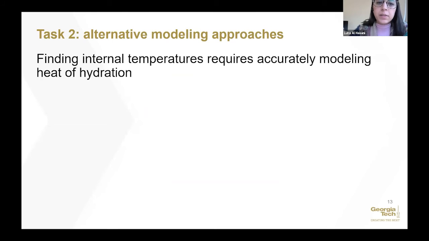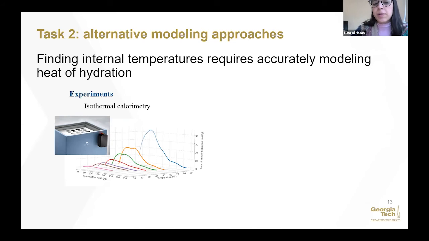The second task was to find alternative modeling approaches. So as I said, we have used isothermal calorimetry experiments to find heat of hydration, but it also remains important to have a modeling approach that is not experimental, in case we want to investigate more mixes without doing experiments or in case the experiments are not readily available for everyone.